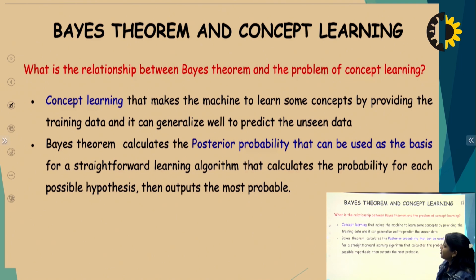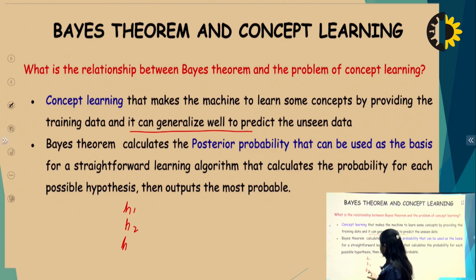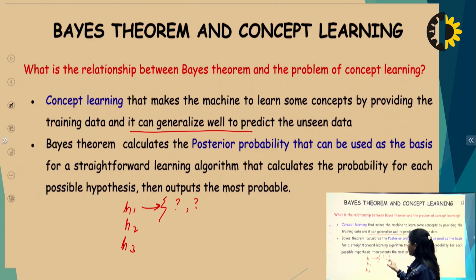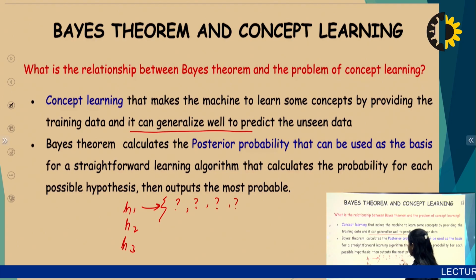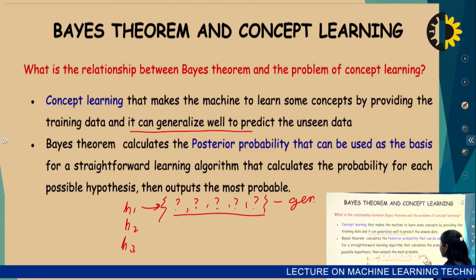So what is the relationship between concept learning and Bayes theorem? In the previous topic we learned about concept learning. In concept learning we just have to generalize, because there are certain hypotheses H1, H2, H3. So we just find the specific or generalized hypothesis. Here we mark the question marks according to the number of data features. If we have 5 or 6 features, then there will be 5 or 6 question marks. This is the generalized hypothesis.